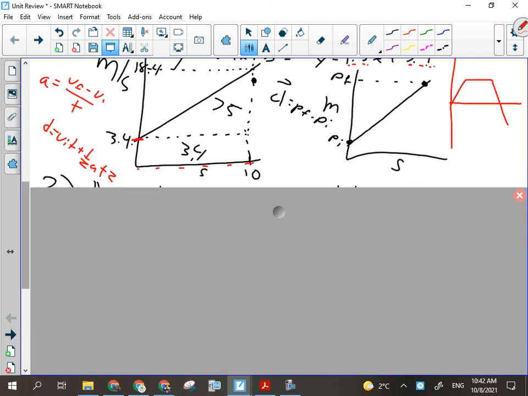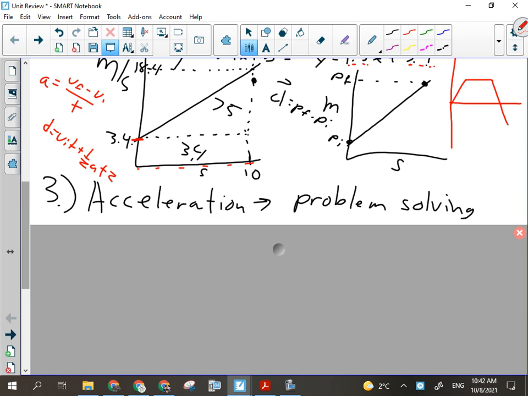All right, after that, we went on to acceleration. There are some acceleration problems, in both the multiple choice, those ones will be very simple, and written response. So make sure you can use your acceleration formulas.